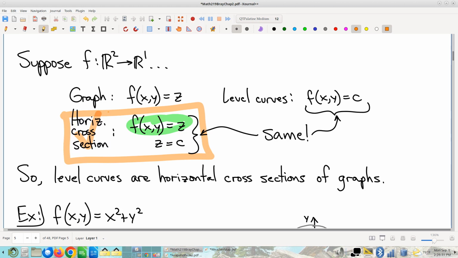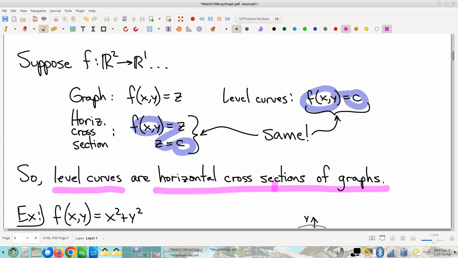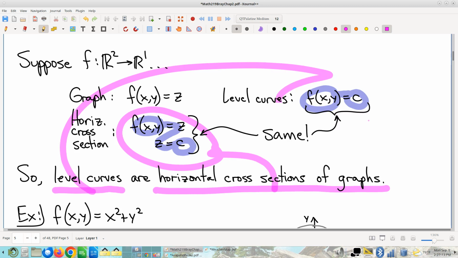So, in fact, a horizontal cross-section is what you get when you impose that z needs to equal some constant. And check it out, what you get as a result of taking a horizontal cross-section of the graph is effectively a level set: f set equal to a constant. So level sets are horizontal cross sections of graphs. It's a nice punchline, and I'm going to show you an example of this in action.